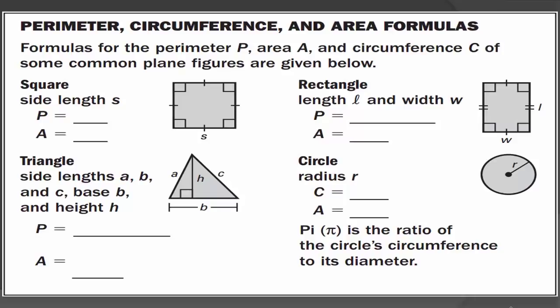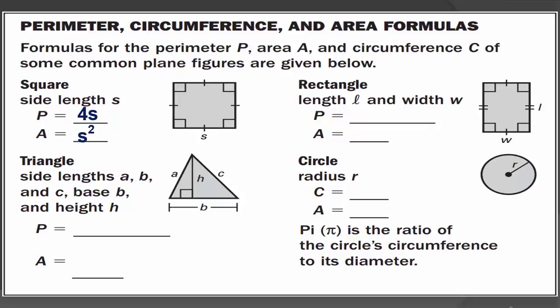A square has all side lengths the same, so we can say the perimeter of the square can be found by multiplying 4 times all of the side lengths, or 4 times s. Alternatively, you could just add up all the sides, so it'd be side plus side plus side plus side. To find the area, it's side times side, which is side squared.